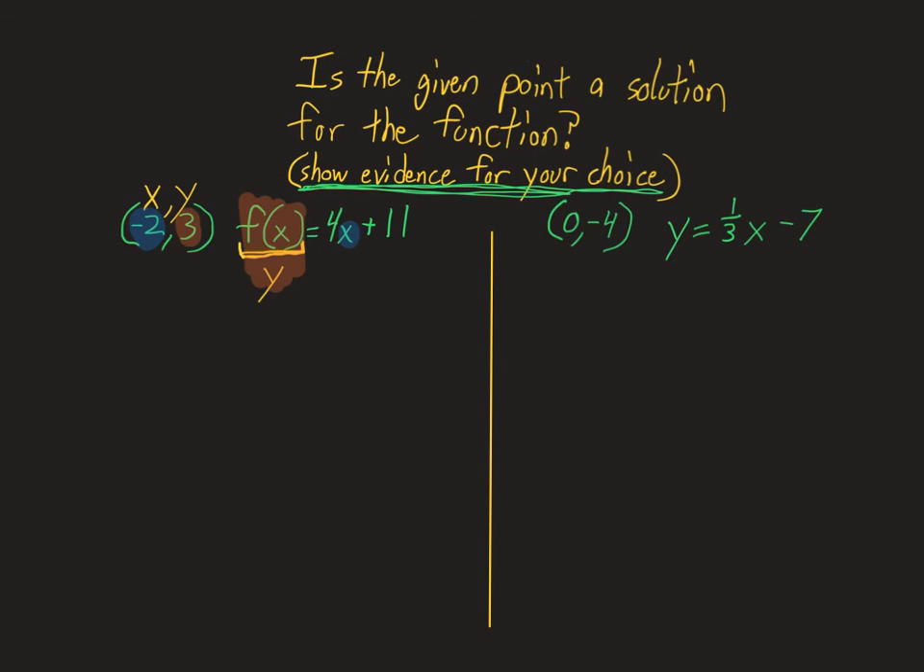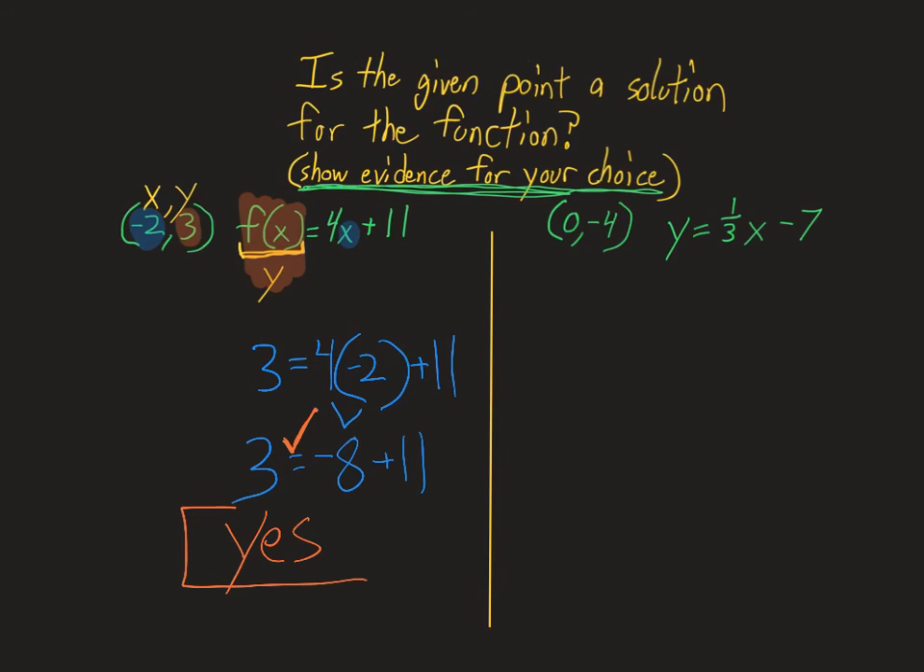That's all we got. So the y value of 3 equals 4 times the x value, which is -2, plus 11. We just need to see if that's true. 4 times -2, -8. -8 plus 11 does equal 3. That checks out. That makes a true statement. So yes. -2, 3 is a solution to that function.